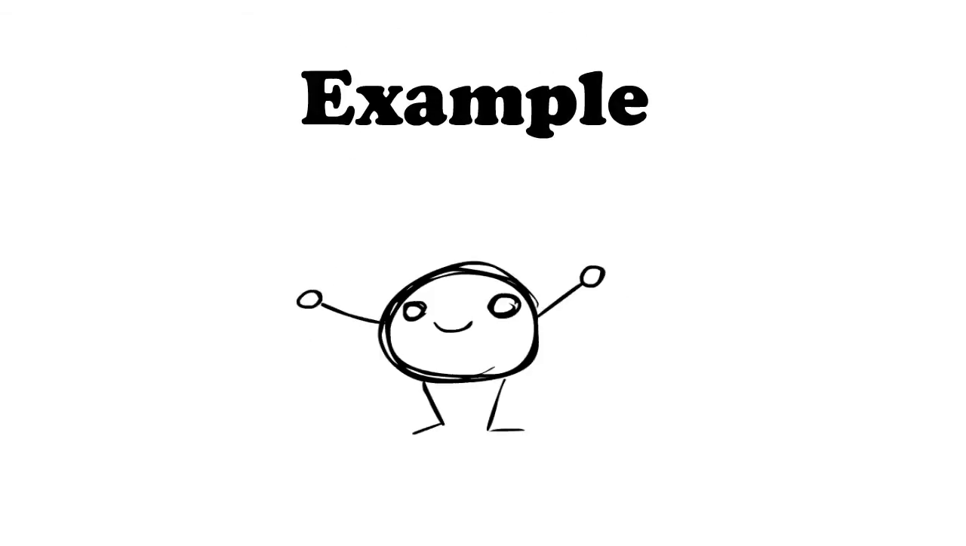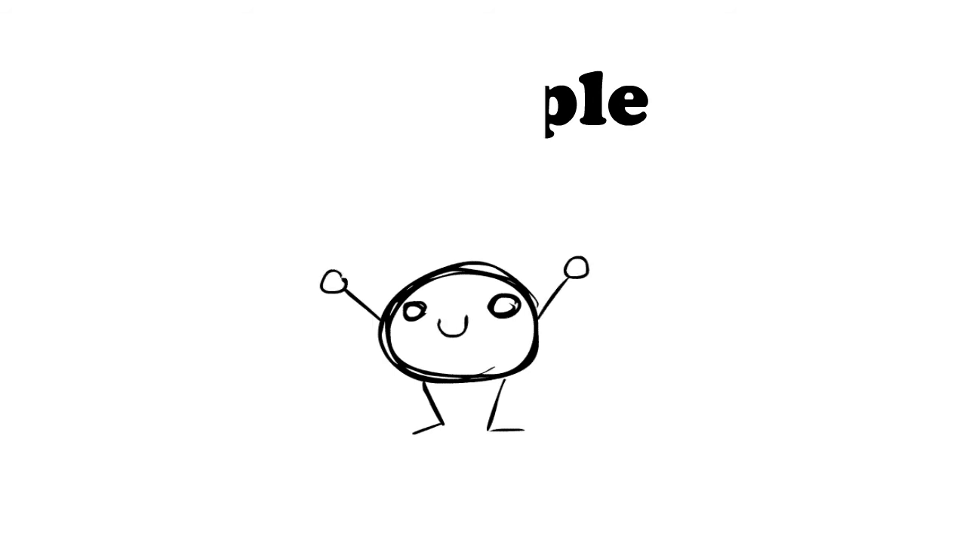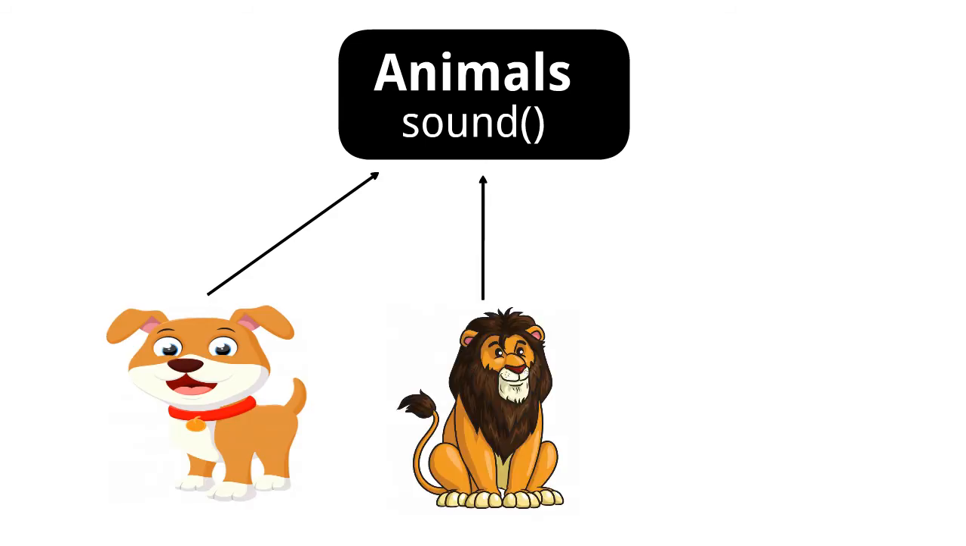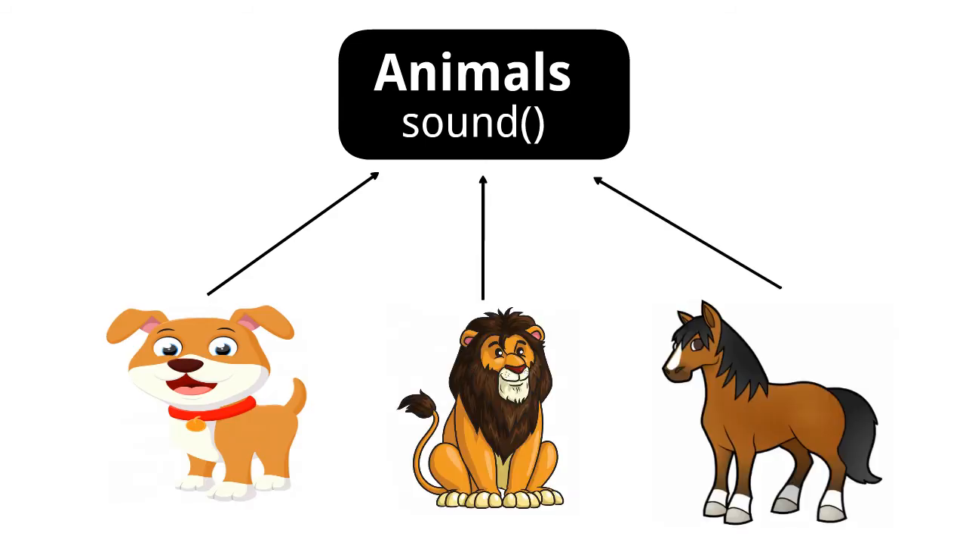Now, let us see an example of both the abstract class and method in one project. As animal is known to everyone, we will use animal as the abstract class. Let's say we have a class animal that has a method sound, and the subclasses inherit from it, like dog, lion, horse, cat, etc.